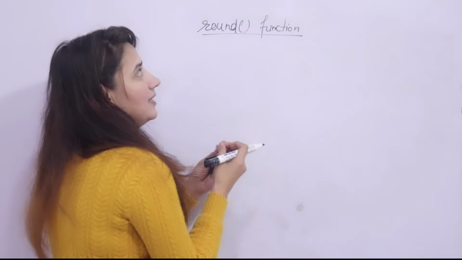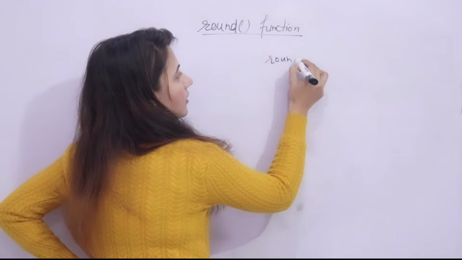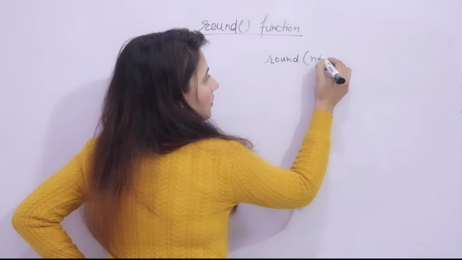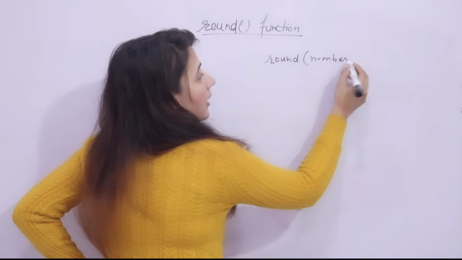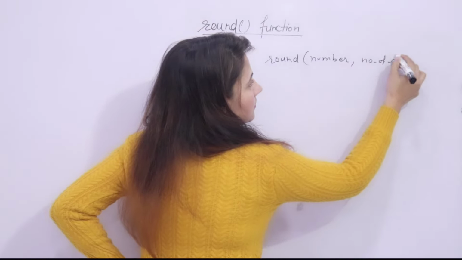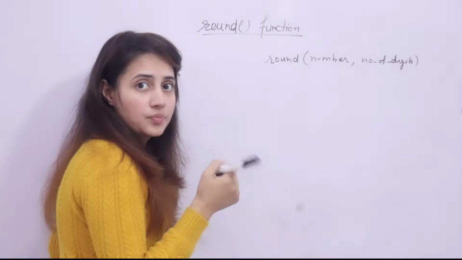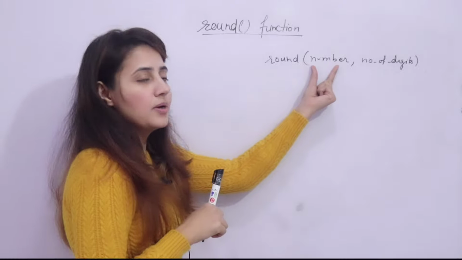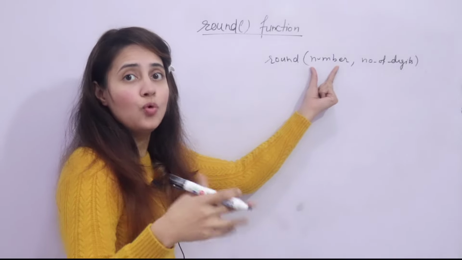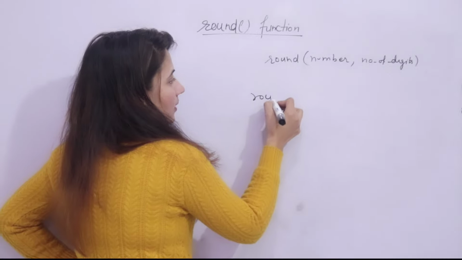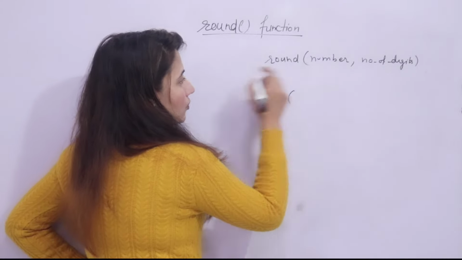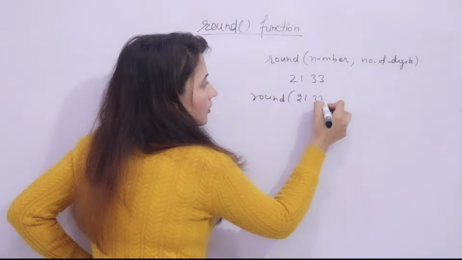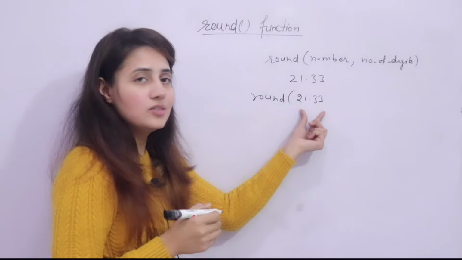Now let's see the general syntax of this function. How will you write it? You just write round, and in brackets there are two parameters, two arguments. One is the number you want to round off, and the next is the number of digits. In this case, the number is compulsory because it is the number you want to round off. Suppose I want to round off the number 21.33. So I'll give the number 21.33. Obviously this is compulsory.